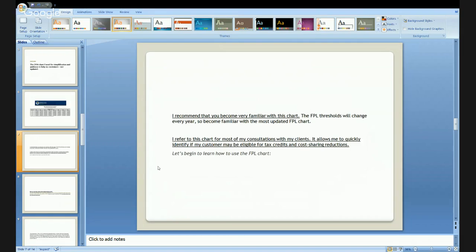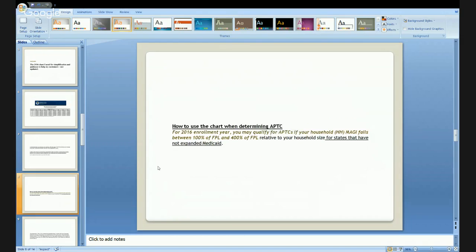This is definitely the chart that I use for most of my consultations with my clients. It allows me to quickly identify if my customer may be eligible for tax credits and cost sharing reductions. But today we are specifically focusing on tax credits.